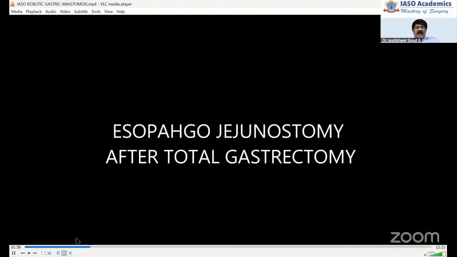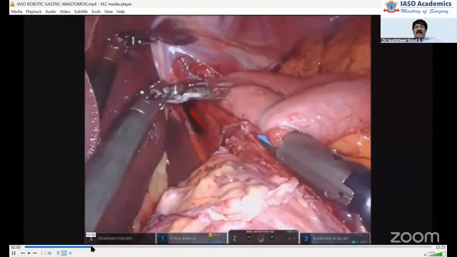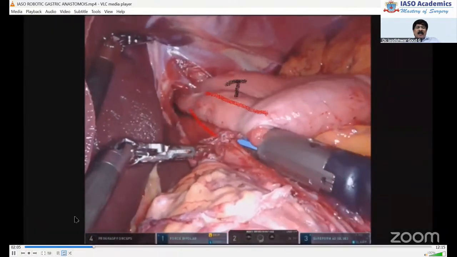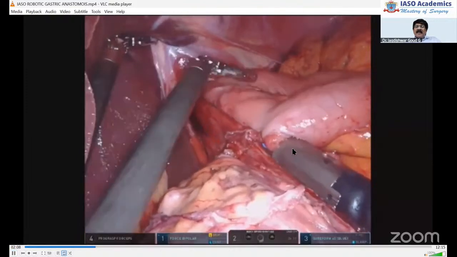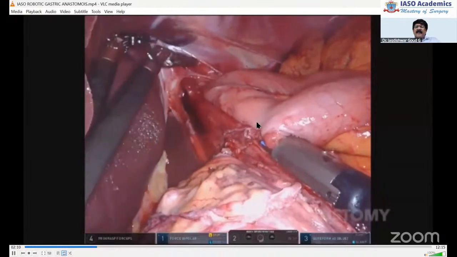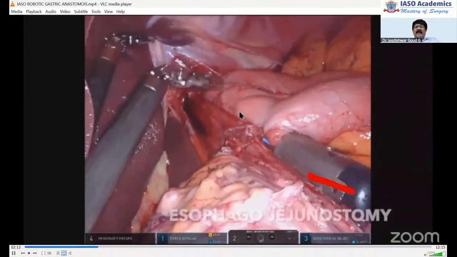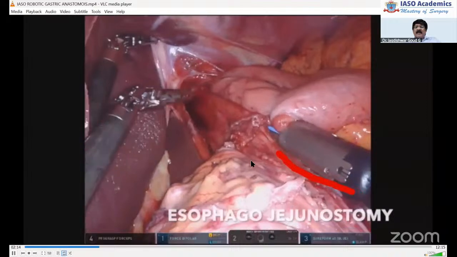Coming to the esophagojejunostomy after the total gastrectomy, this is a small GE junction growth which was more on the cardiac side. This is a total gastrectomy. This is the esophagus, and then this is the jejunum brought in. The side-to-side esophagojejunostomy: a small rent is given in the jejunum side and the lower esophagus side. They're brought together after a small incision. This is a robotic stapler, a SureForm stapler. Then we go in and do a side-to-side anastomosis. The whole specimen is hanging down.